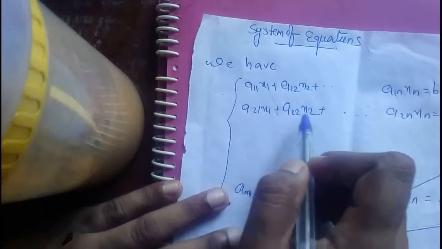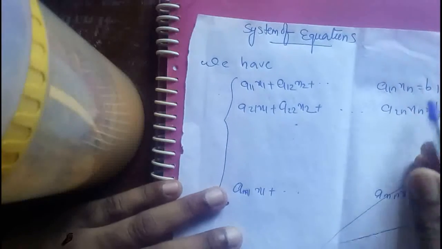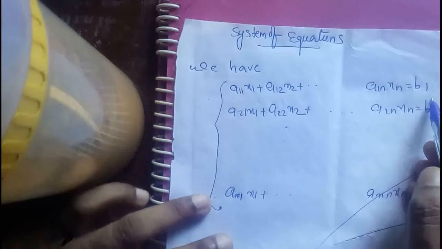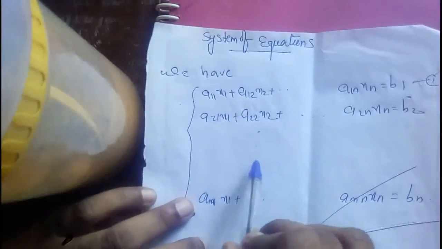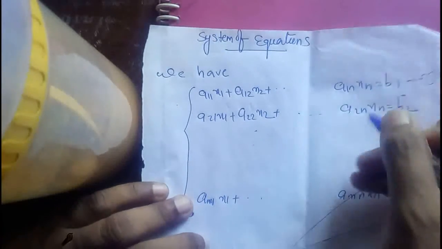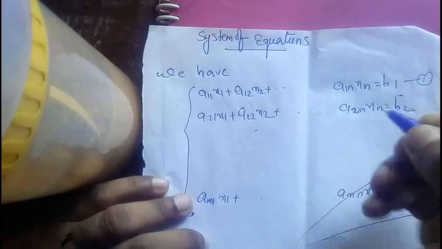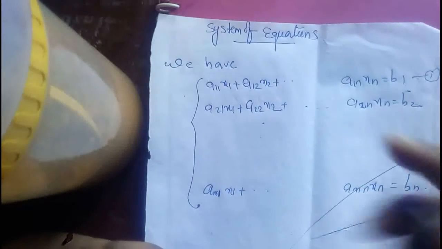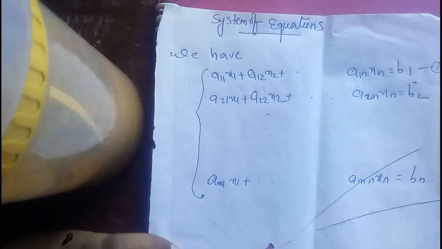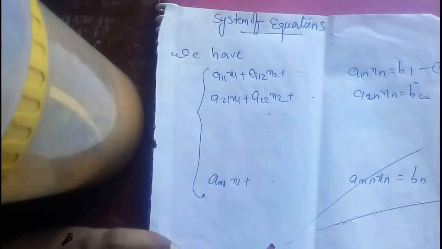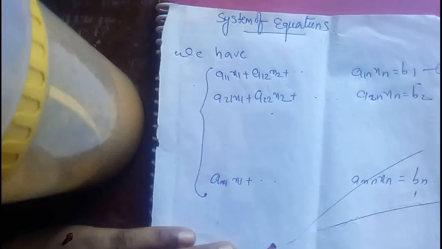a11 x1 plus a12 x2 plus etc. a1n xn equal to b1 is one equation. a21 x1 plus a22 x2 plus etc. a2n xn equal to b2, etc. am1 x1 plus am2 x2 plus etc. amn xn equal to bm.